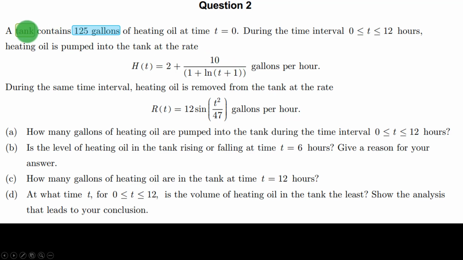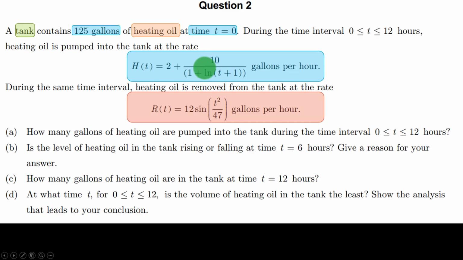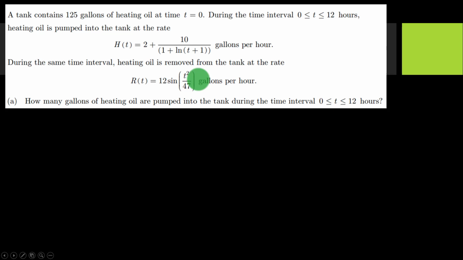Alright, so we got our tank. When we say tank, it's like something that holds something else, like a container, not an army tank. So the tank is our location. The heating oil is the population. And we have an initial condition at time 0. We have 125 gallons of oil. Then we have our rate in, our rate out. We are ready to start answering some questions.